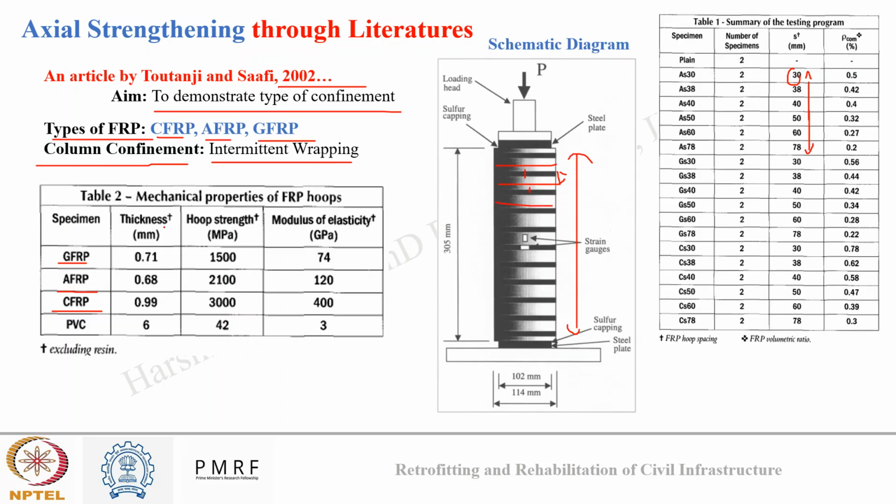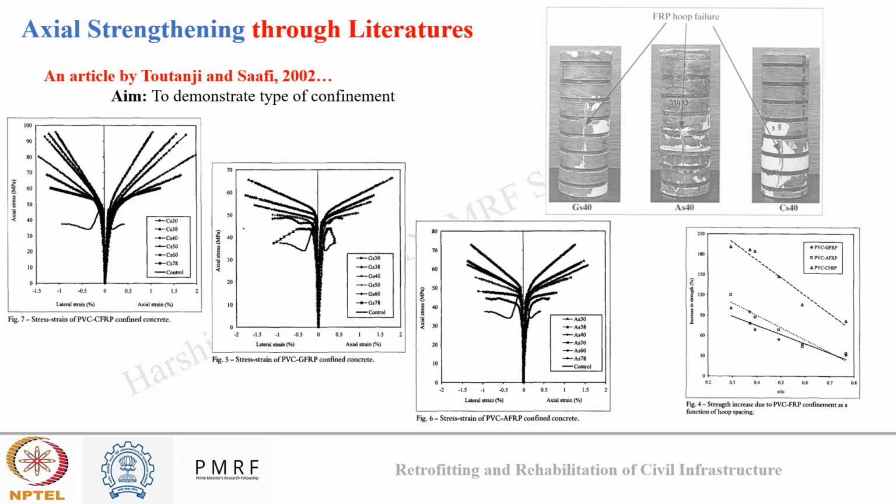compared to glass fiber and aramid fiber, you can see the carbon fiber was able to give me the maximum axial stress limits. After that there was aramid fiber, and at last there was glass fiber. So you can see here the limit is up to 75 somewhat, here the limit is up to 65, and here the limit is up to 95 or 100. And as the spacing between the wraps increased, the maximum axial stress carrying capacity decreased in all three cases.